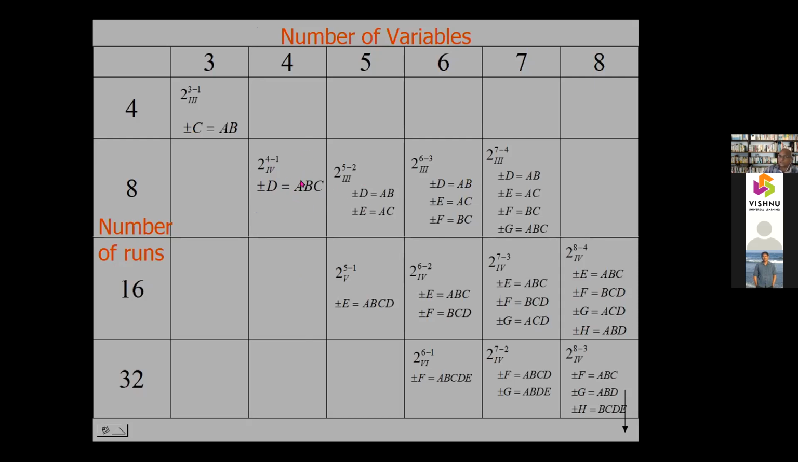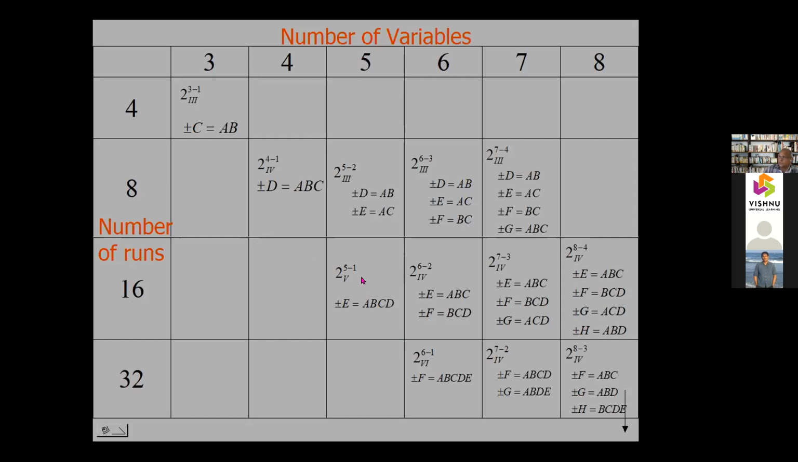Of course, there's nothing free. When you get something, you have to lose something. So what are we losing? When you reduce the number of runs from 16 to 8, we are losing the ability to calculate the higher order interaction. So interaction ABCD cannot be calculated.